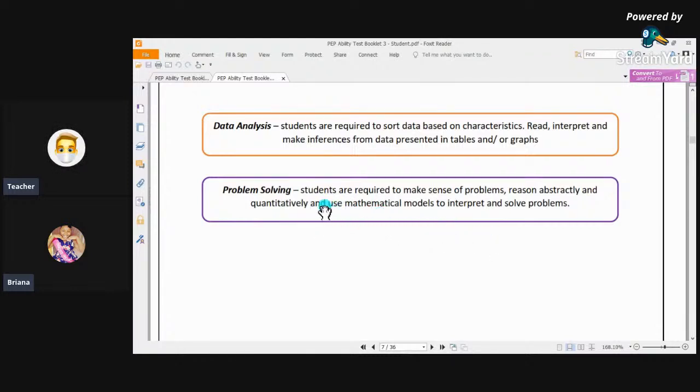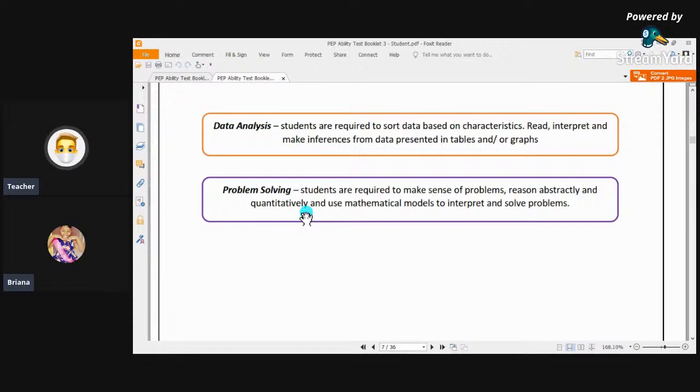Students are required to make sense of problems, reason abstractly and quantitatively, and use mathematical models to interpret and solve problems. Thank you very much. So, one of the strategies that we like to promote is that whenever we get the mathematical scenario, the background, you are going to change that information into some form of math sentence in order to make better sense of it, and to solve the problem.